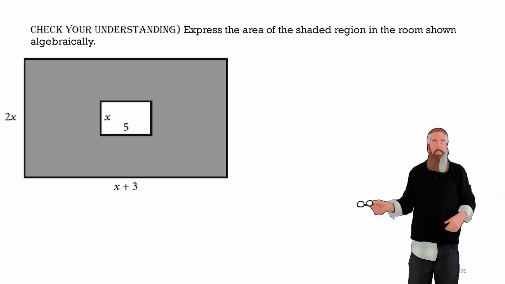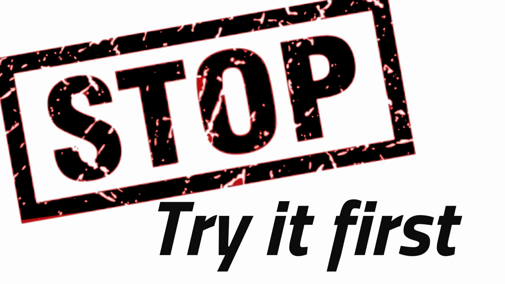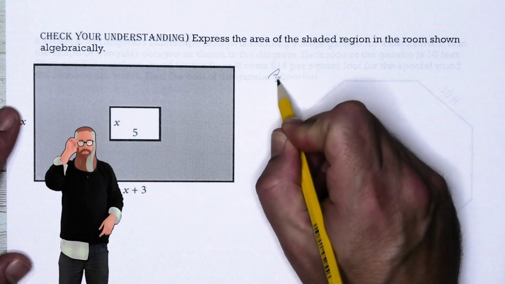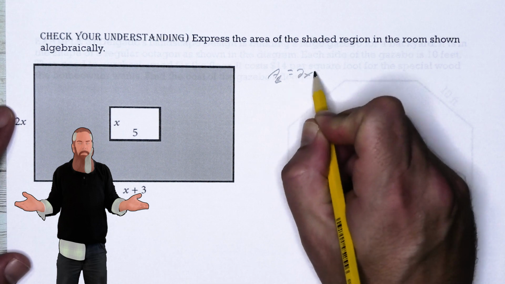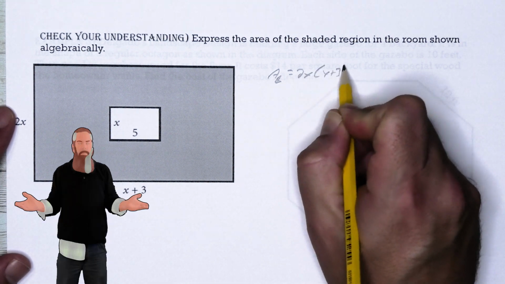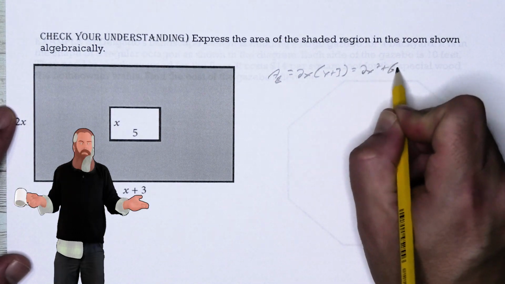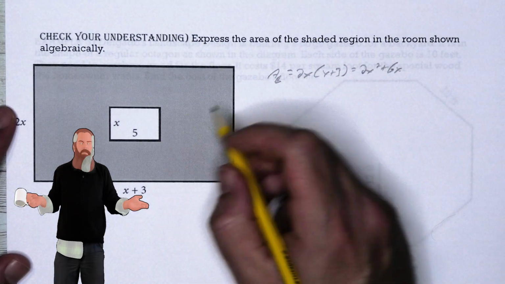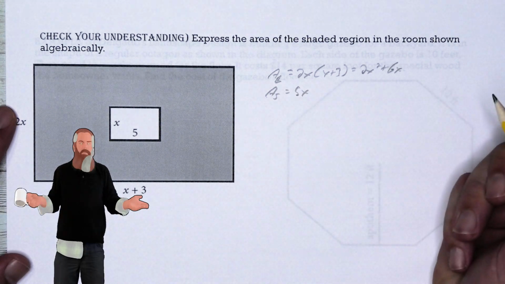Let's check our understanding of this. Let's express the area of the shaded region of the room shown algebraically. Well, the area of the large rectangle would be equal to its length times width, which would be 2x times x plus 3. To simplify this, we get 2x squared plus 6x. Now the area of the small rectangle would be equal to 5 times x.